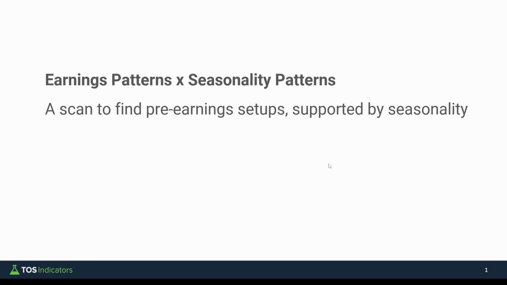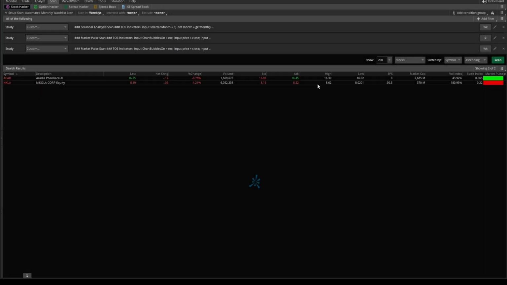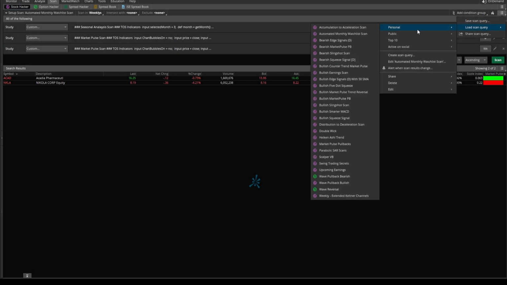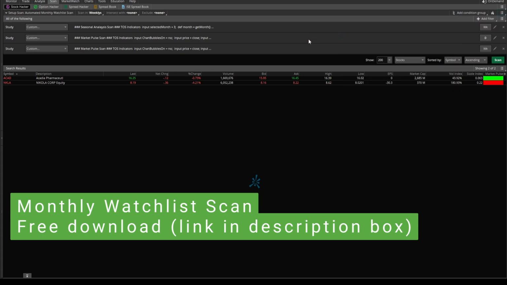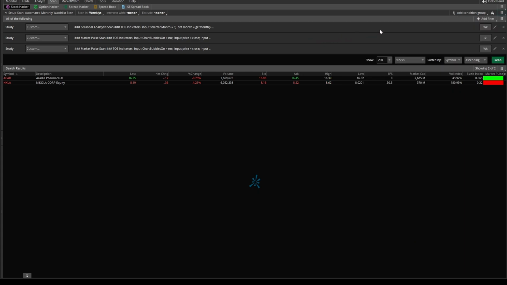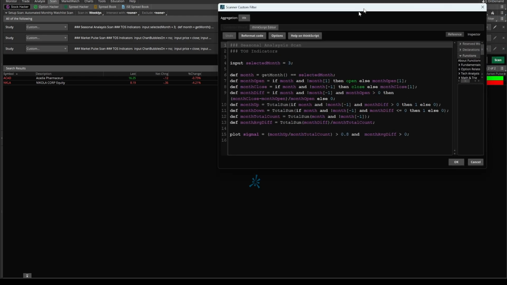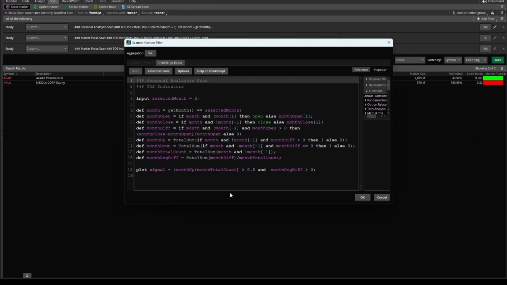Now let's jump straight into ThinkOrSwim and start with building the scan. Inside of ThinkOrSwim, I've loaded in the automated monthly watch list scan that we wrote together not too long ago. If you don't already have this scan, I'll leave a link to download it in the description box below. It's a free scan which brings together the seasonality patterns.